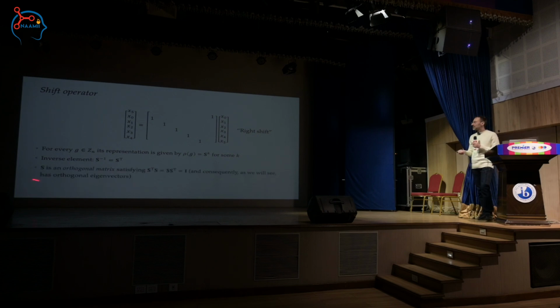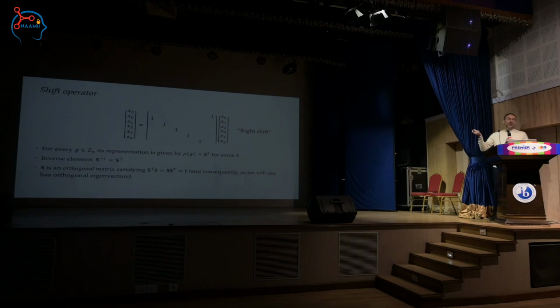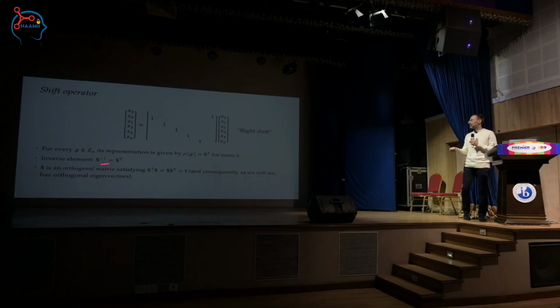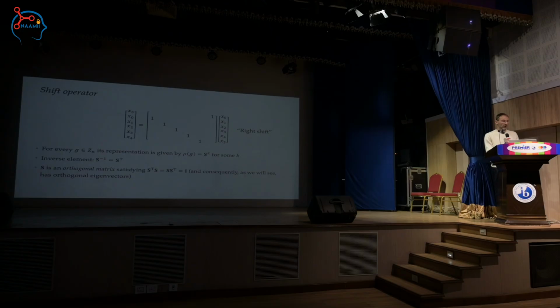And S is also an orthogonal matrix. So S transpose S equals the identity. So it's very, again, very intuitive. I shift left, I shift right, I do nothing. So it's equal to the identity. And what is important to know from linear algebra about orthogonal matrices, as we'll see, is that they have orthogonal eigenvectors. So basically, the diagonalization of these matrices gives us an orthogonal basis that we'll be calling the Fourier basis.